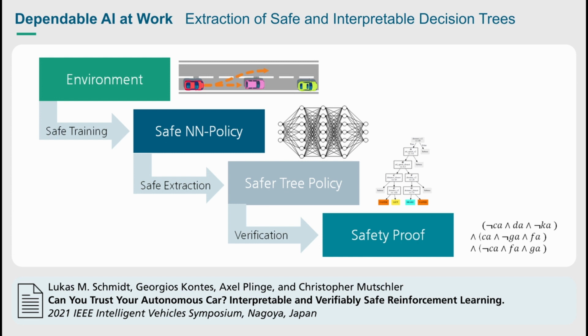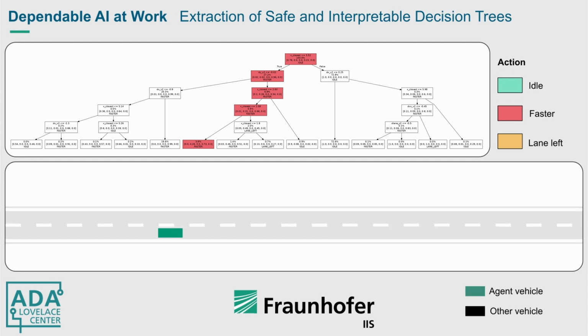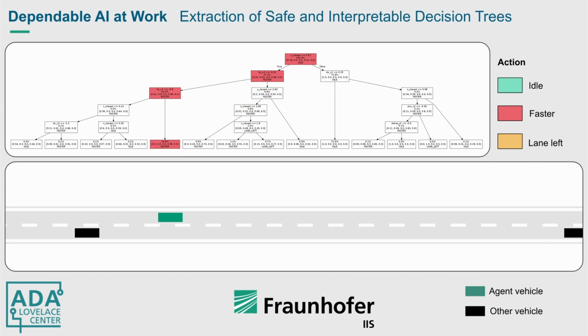It is easier to interpret, but we can do even more. By translating the tree and environment into formal logic, we can prove the safety. Now let's see such a tree policy drive our car. Here we see that the tree decides to accelerate and change the lane to the left to overtake the other vehicle. Again, the decisions are based on relative speed and distance observations.